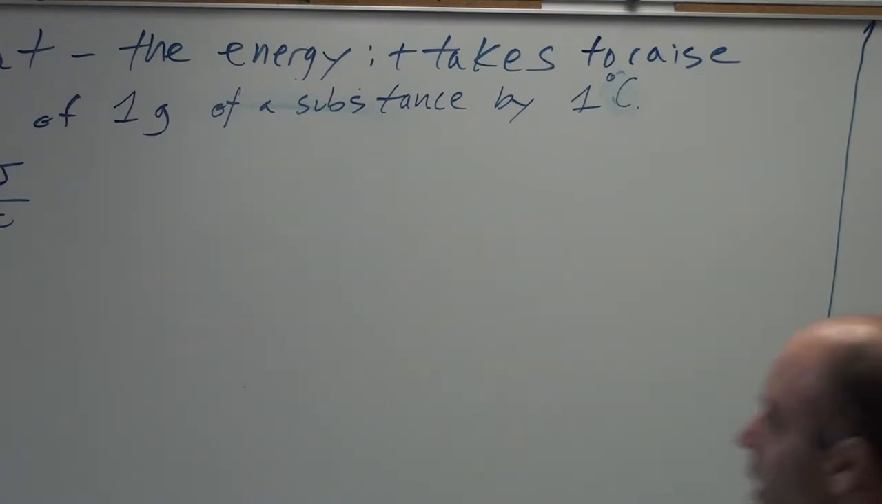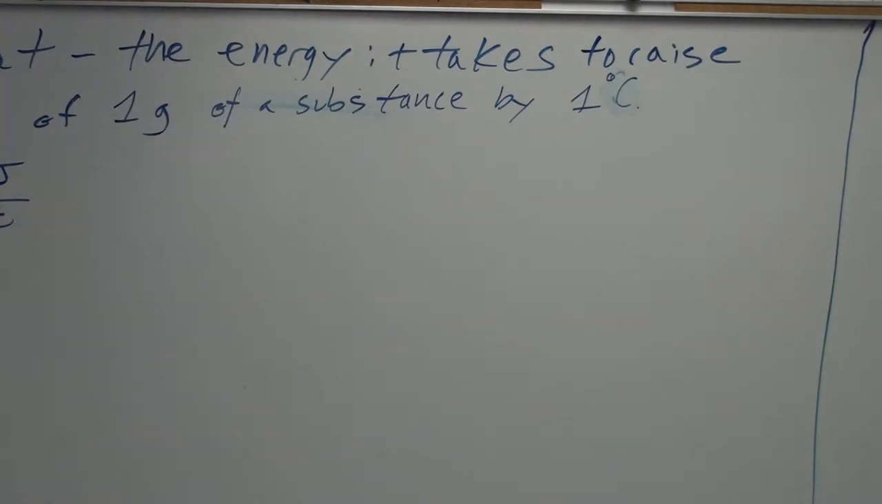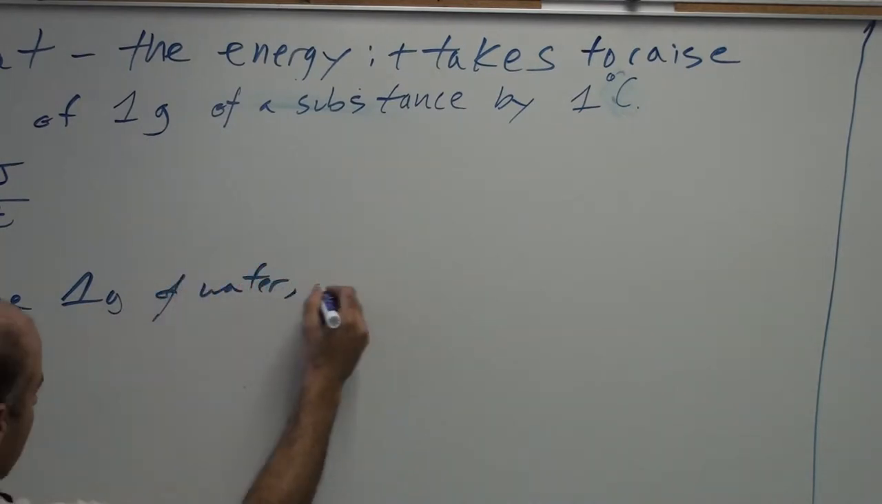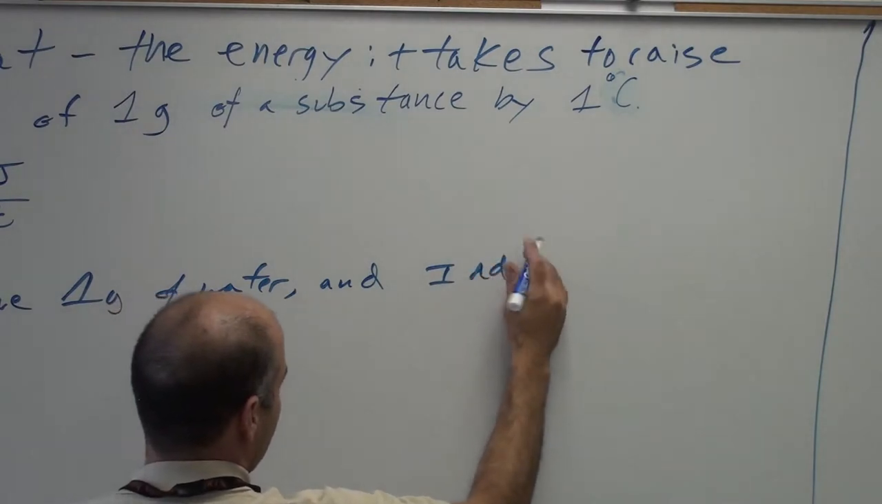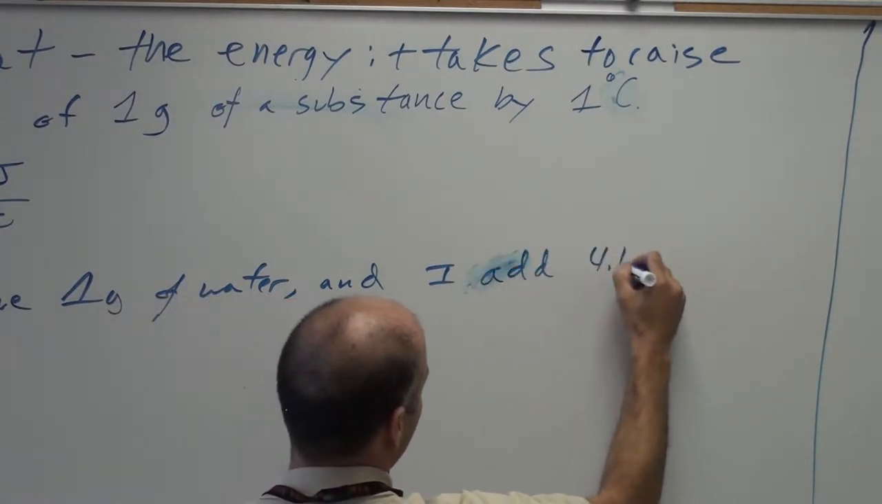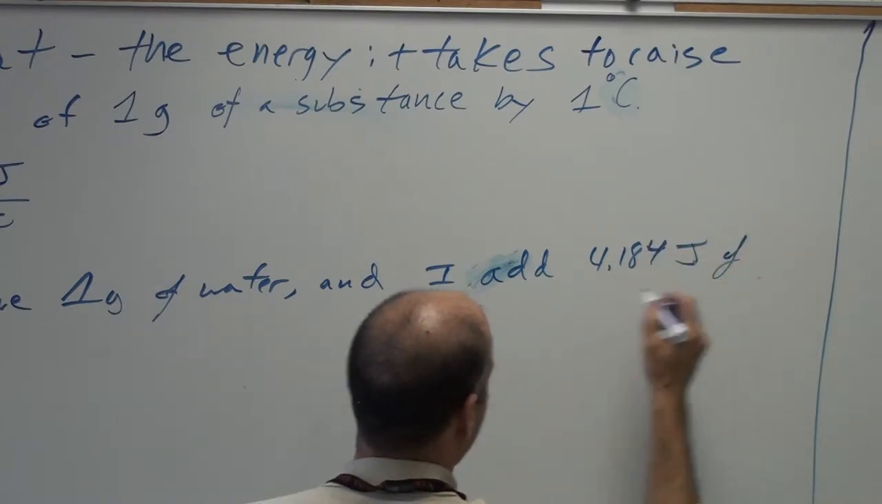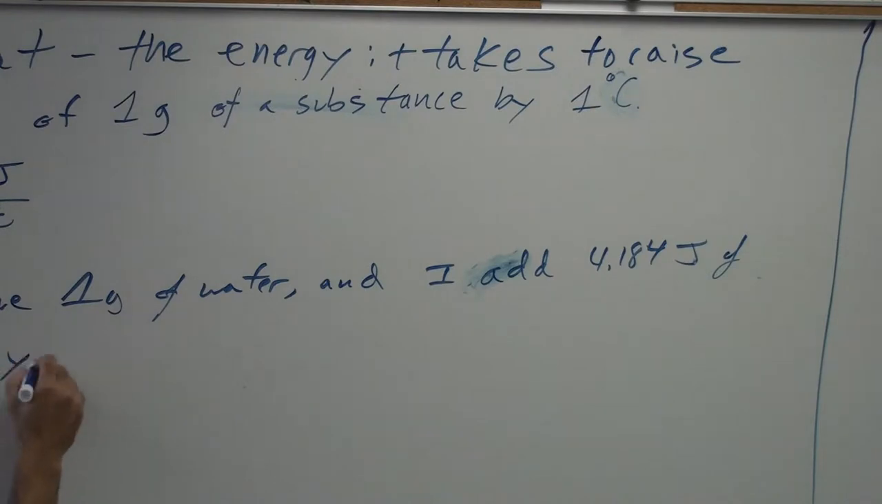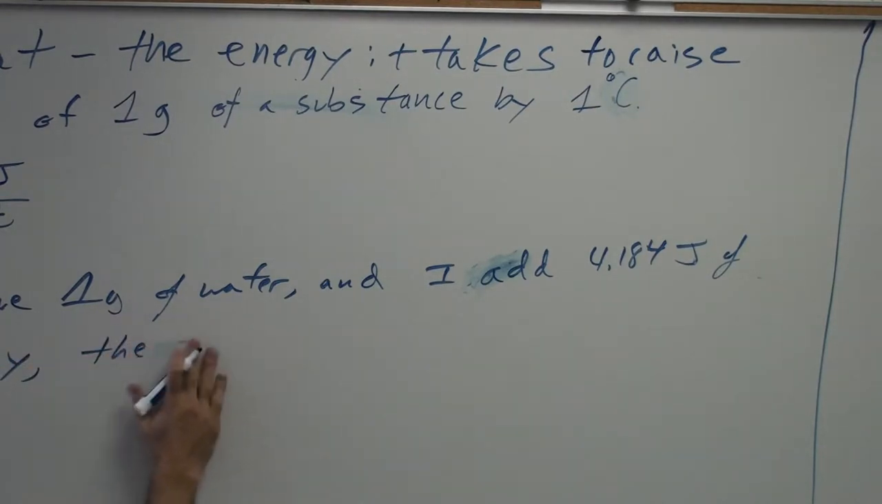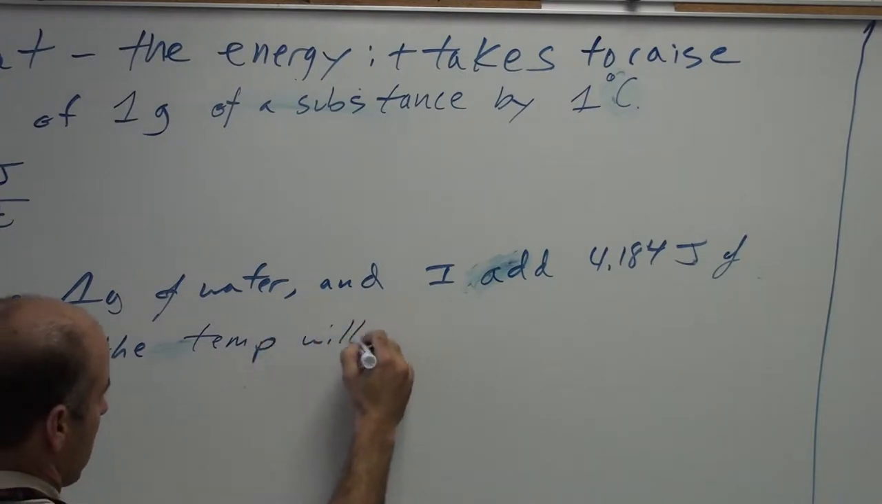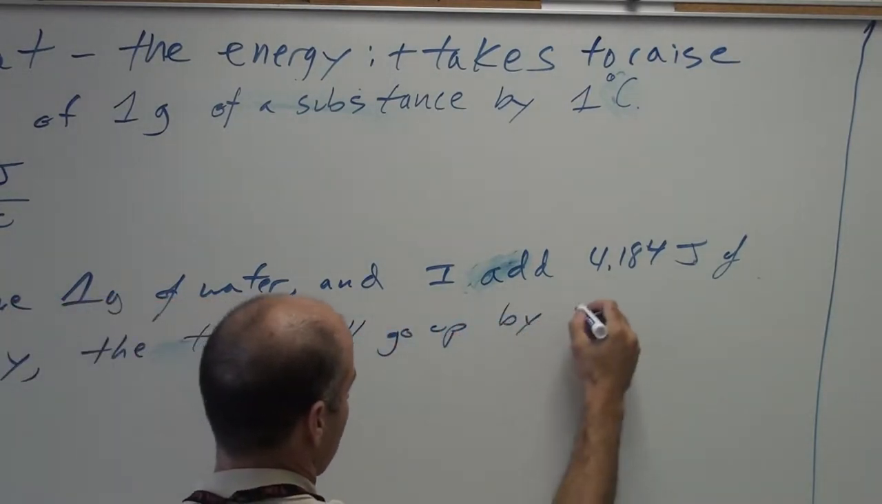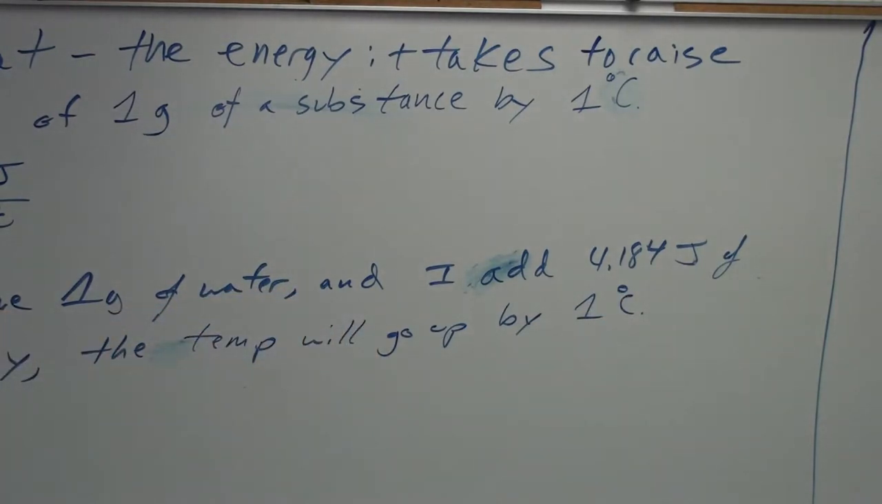So that's specific heat. Now, what does that mean? So if I have 1 gram of water, and I add 4.184 joules of energy, the temperature will go up by 1 degree. So if I have 1 gram of water, and I add 4.184 joules of energy to it, the temperature will go up by 1 degree Celsius.